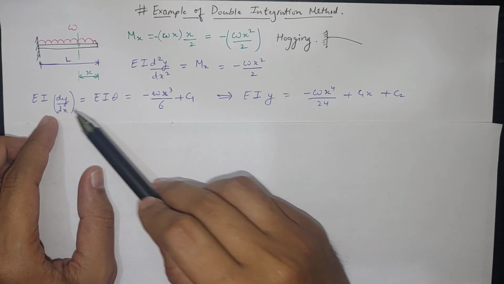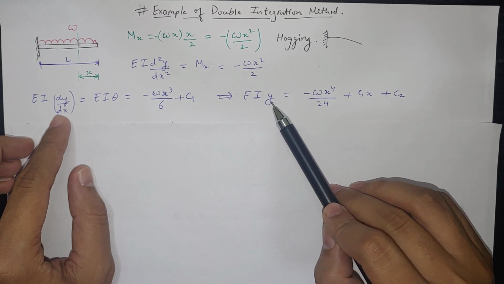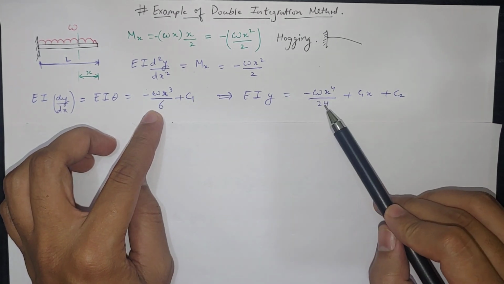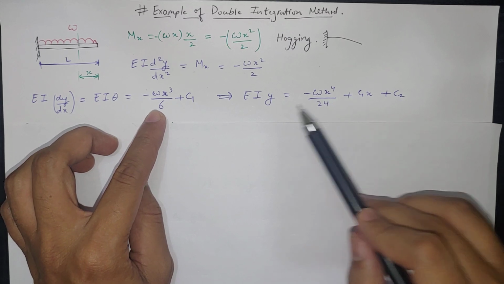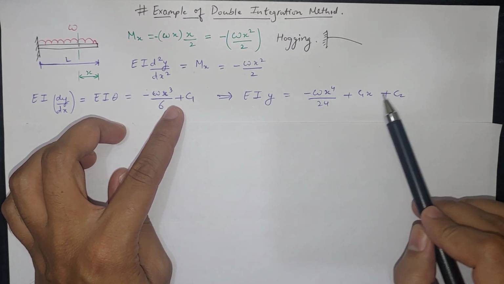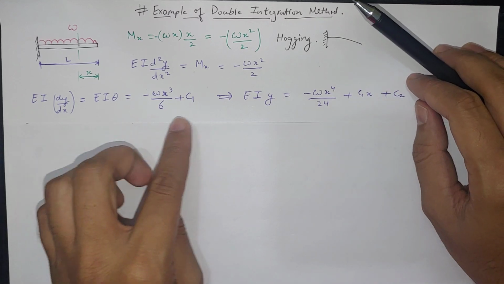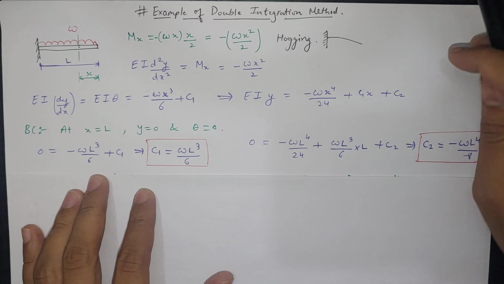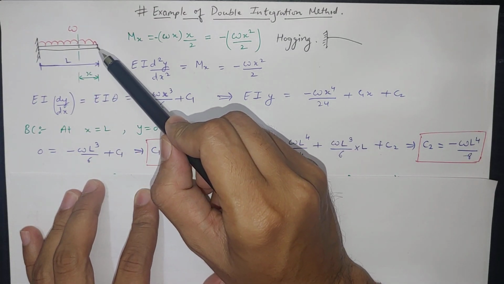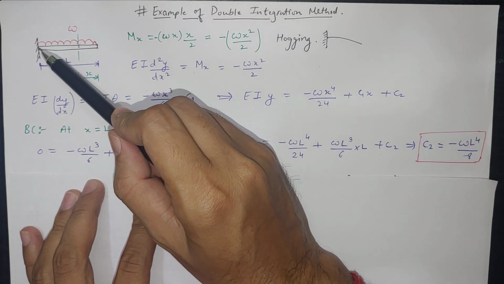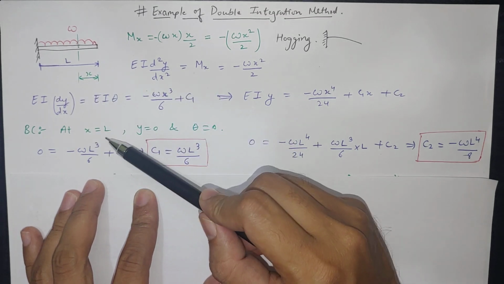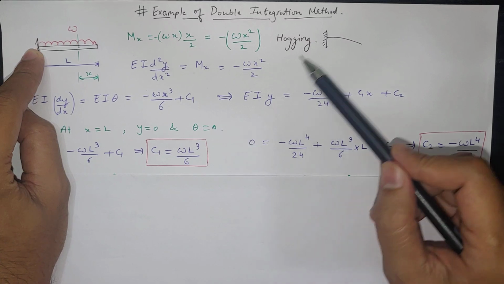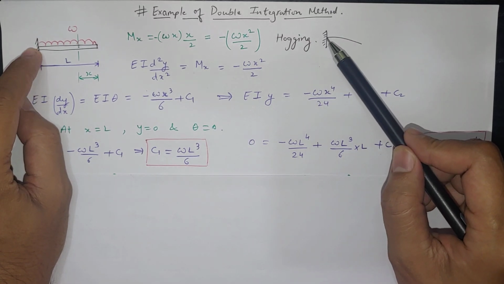Now if we integrate this entire term one more time, we get EIy, which is equal to minus wx raised to 4 by 24, 6 into 4 is 24, plus c1x plus c2. So these two, c1 and c2, are constants. We have to find c1 and c2. To find them, we have two boundary conditions. At x equal to L, we have y equal to 0, there is no deflection, and theta is equal to 0. So slope and deflection at this point are 0.